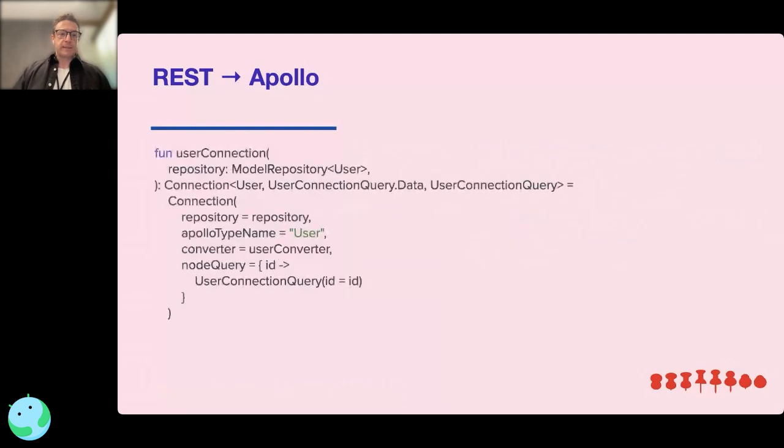And so in practice, what we have is a simple user connection. So in a fully functioning system, it looks something like this, where we register the repository, the Apollo type name, node is the user object, the user converter, and then our node query, which is that giant user God query, keying on the node ID.